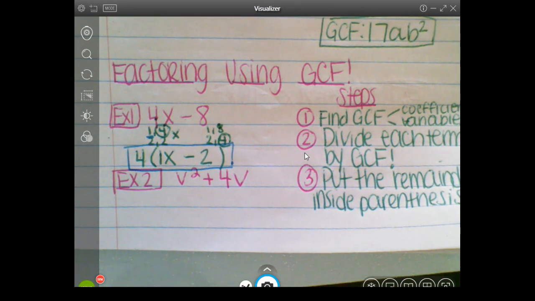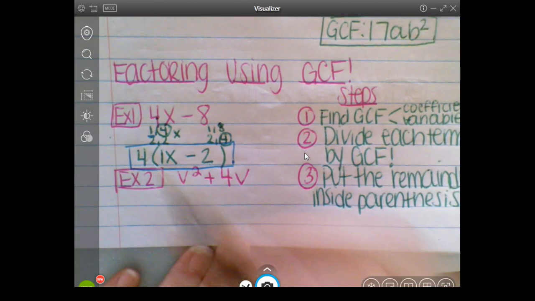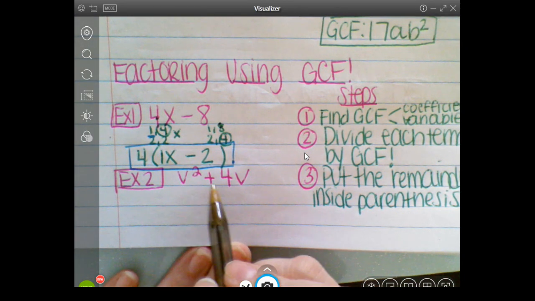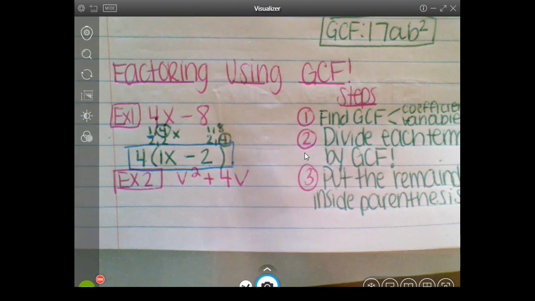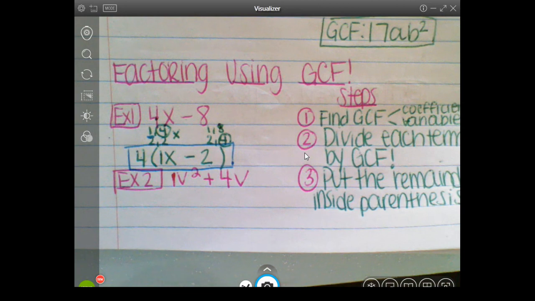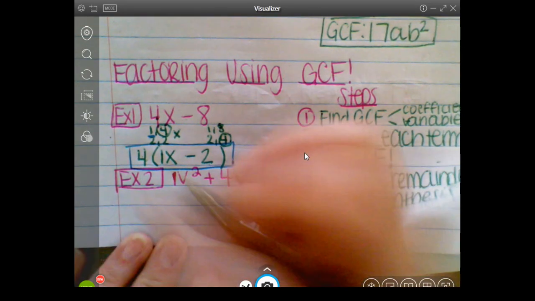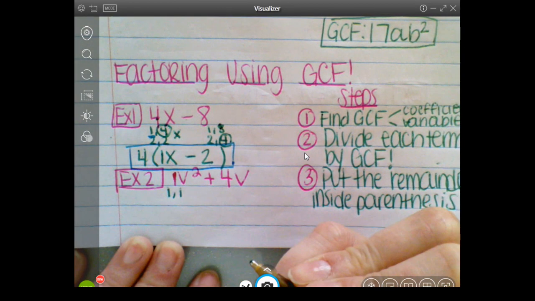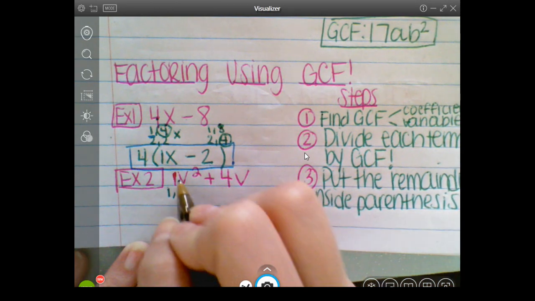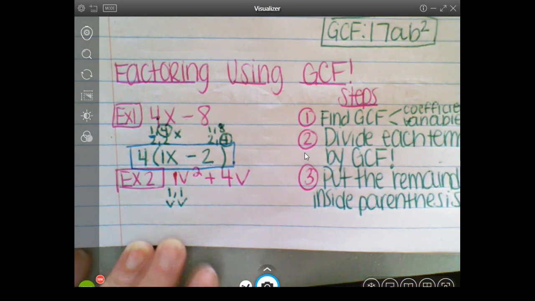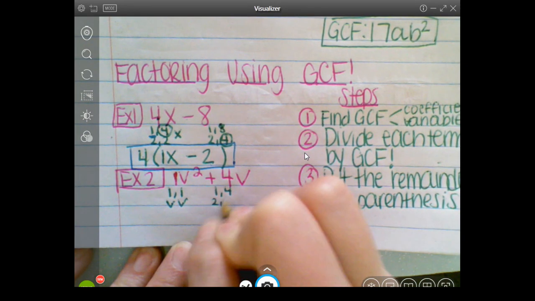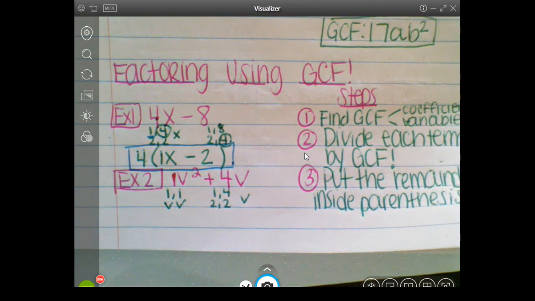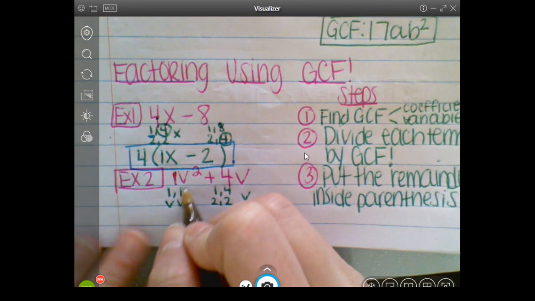Okay, let's look at example 2. Example 2 says b squared plus 4b. So there's technically an imaginary 1 right here. So if I list factors of 1, well, that's just 1 and 1, and that's it. And if I list b twice, because there's 2 of them. Factors of 4, 1 and 4, 2 and 2, and a b once. So again, I go to my smallest number, which is 1 compared to 4. The only thing I can circle is 1.